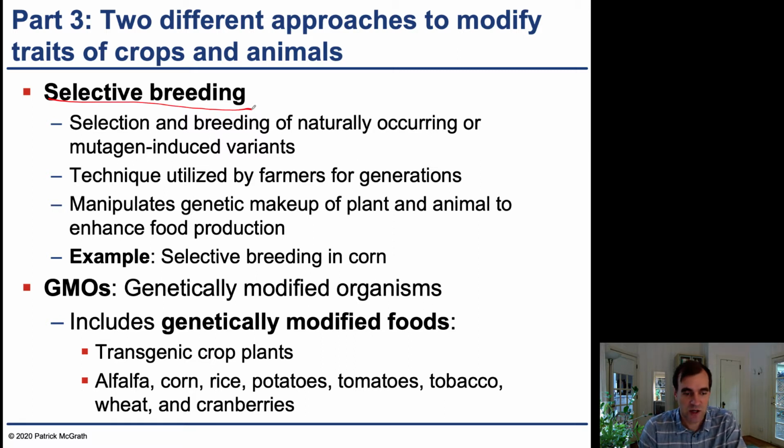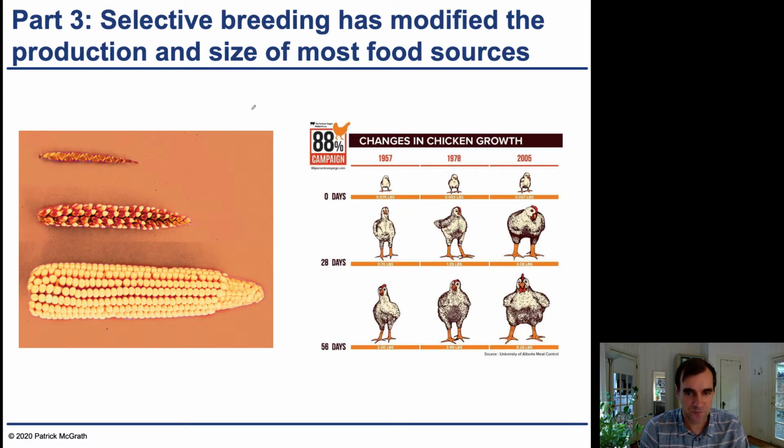Nowadays, we can take a completely different approach. Instead of worrying about the phenotype of the corn, we can start to worry about the genotype of the corn. This is where we choose to modify organisms because we want to incorporate a specific genetic sequence into their genome, and this is becoming more and more popular. It includes many different types of transgenic crop plants: alfalfa, corn, rice, potatoes, tomatoes, tobacco, wheat, and cranberries. These are all examples of crops that have been successfully modified so that their genome is no longer the same.